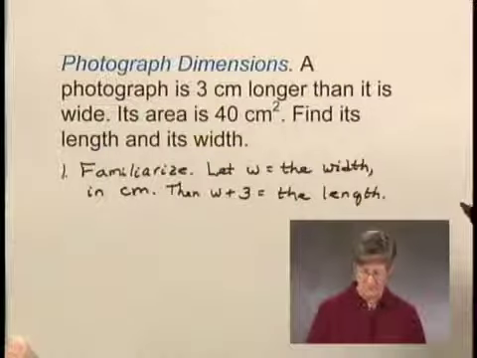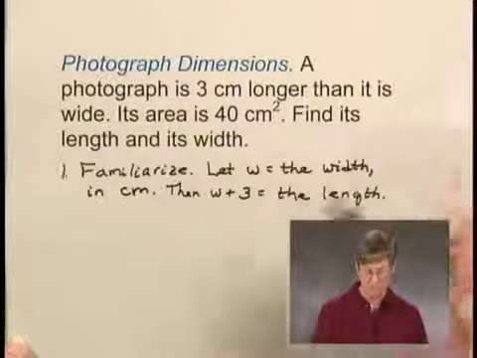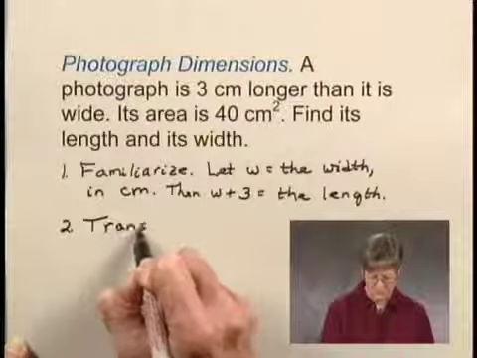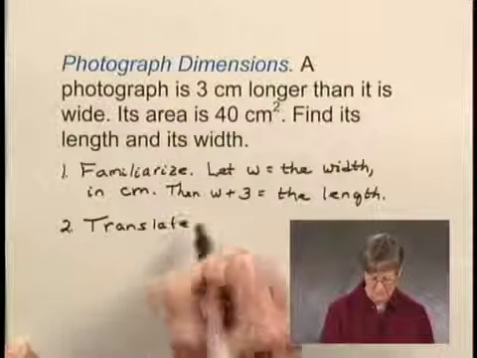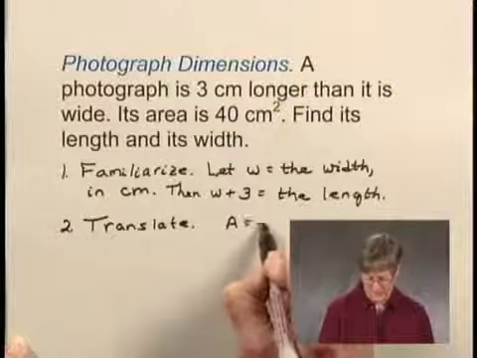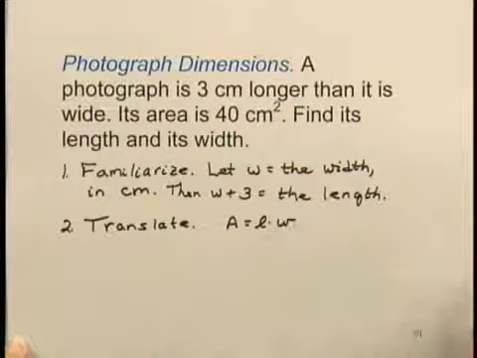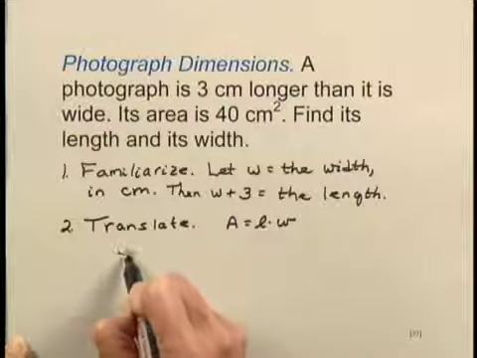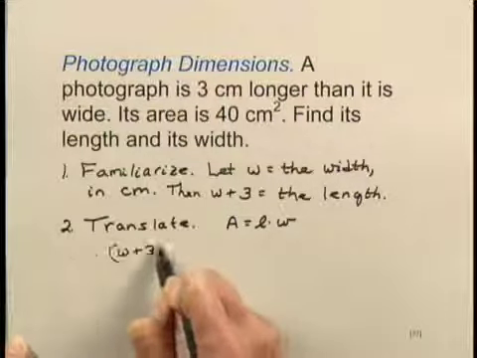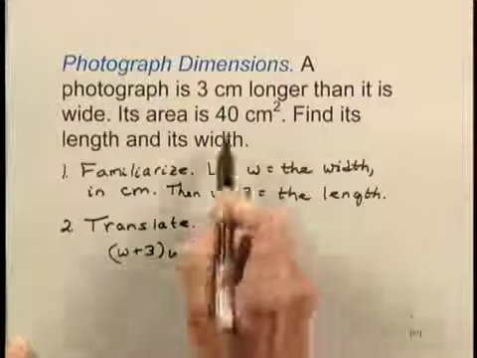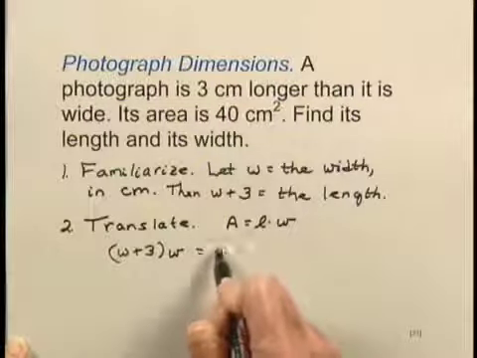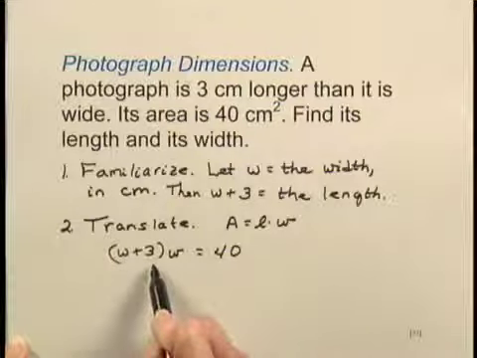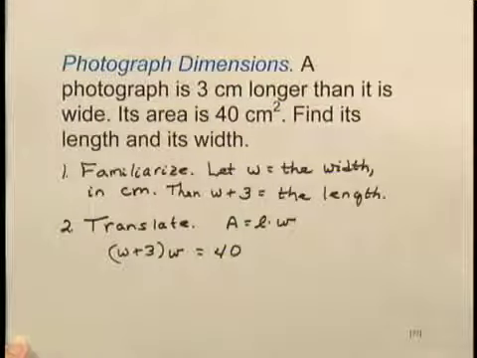Now, this photograph we can assume that it's a rectangle. So when we translate, we can use the formula for the area of a rectangle. Remember, the area of a rectangle is equal to the length times the width. The length that we have here is W plus 3, and the width is W, and we're told that the area is 40 square centimeters. So we have the equation W plus 3, that quantity, times W is equal to 40.